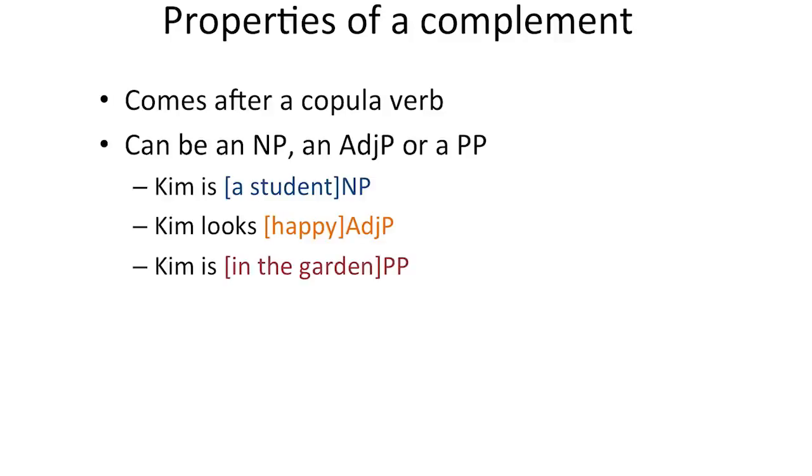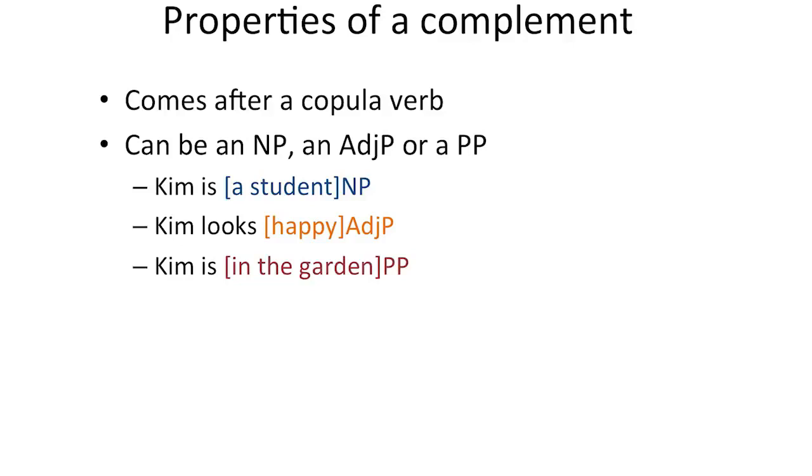Finally, a complement comes after a copular verb. The copular verb is usually be in English, but there are a few other copulars, such as look and seem. Now remember that a copula acts kind of like an equal sign. It doesn't say that the subject does something to the complement, it says that the complement is a property of the subject. So in Kim is a student, being a student is a property of Kim.